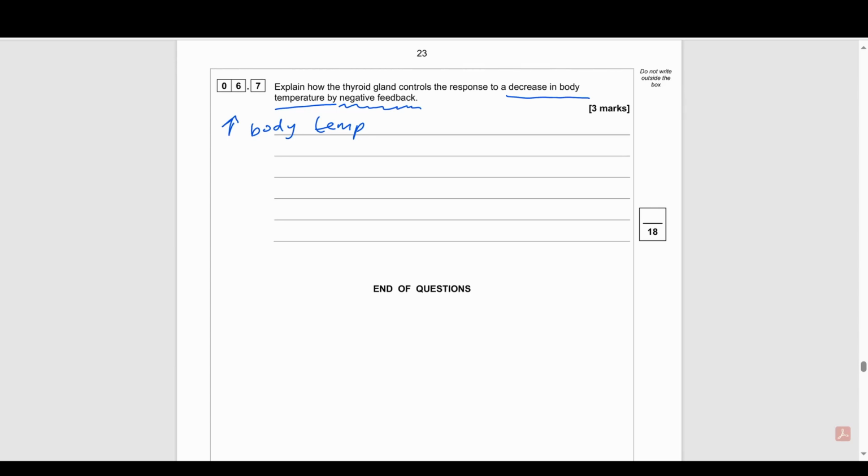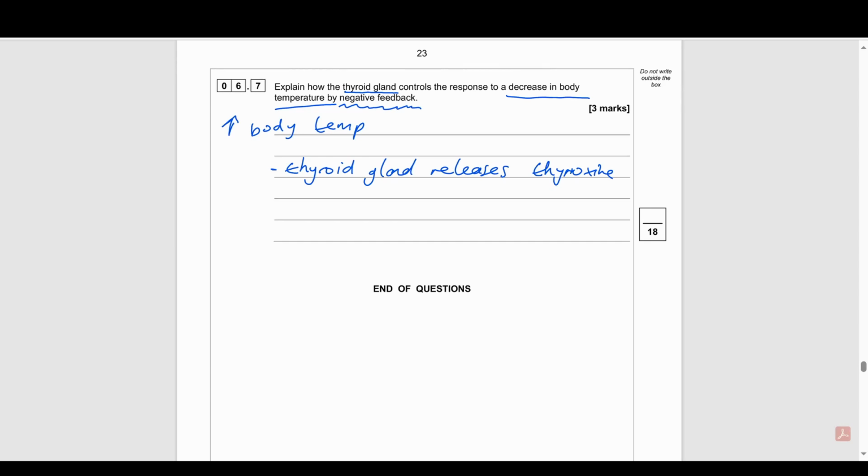But how's this linked to the thyroid gland? Well, again, just like the adrenal gland, it's in the name. So the thyroid gland releases the hormone thyroxine. Now, what the thyroxine is there to do is it's supposed to regulate the metabolic rate of the reactions that's occurring in the organism.